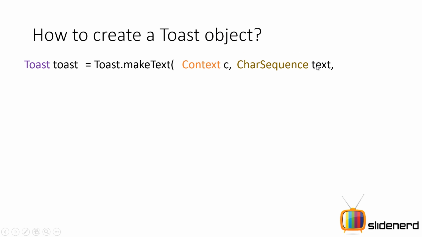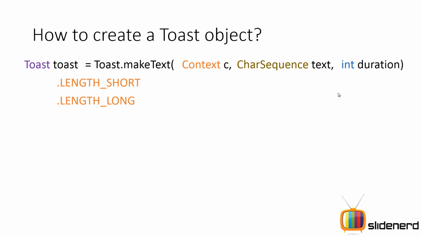Then you have this char sequence text. This is simply the text that you want to display to the user, and then you have the time duration. Now if you're beginners, you're probably wondering what duration is all about. Remember, duration can take only two values. One is LENGTH_SHORT and the other is LENGTH_LONG. Now both of them are static fields inside your Toast class. But you can say Toast.LENGTH_SHORT and LENGTH_LONG, right?